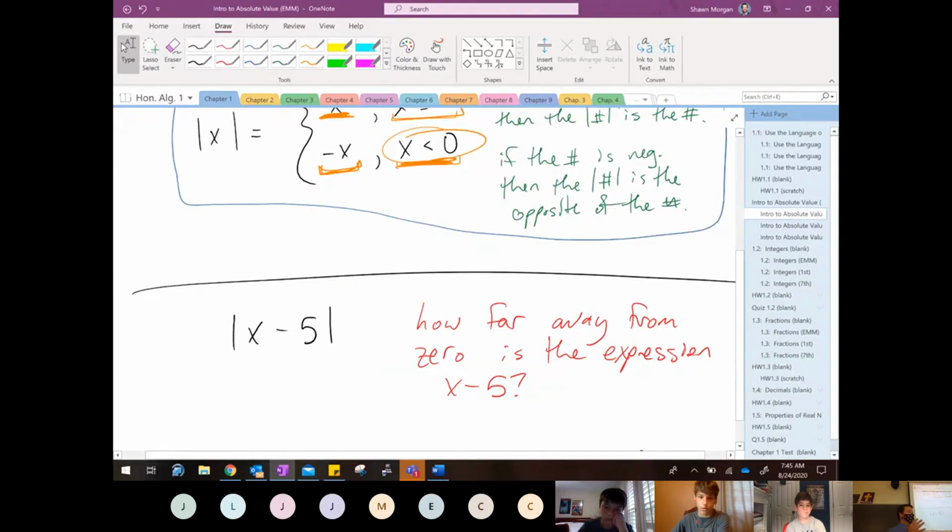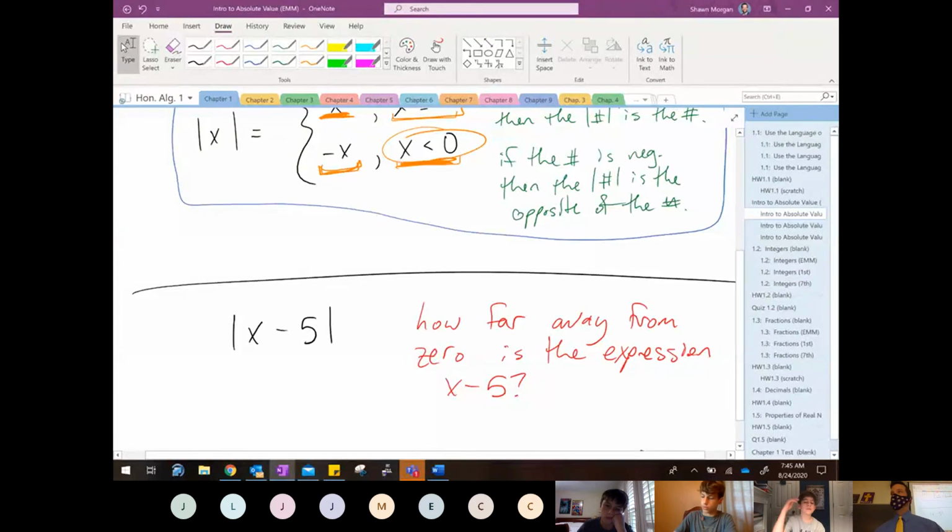So if I give you an example like, hey, what's the absolute value of 7, that's easy. If I say, Will, what's the absolute value of -4, that's easy. But if I start talking about the absolute value of a variable expression, x minus 5, that's when we start getting a little bit more complicated, because how would you be able to describe for me how far away from 0 a variable expression is?